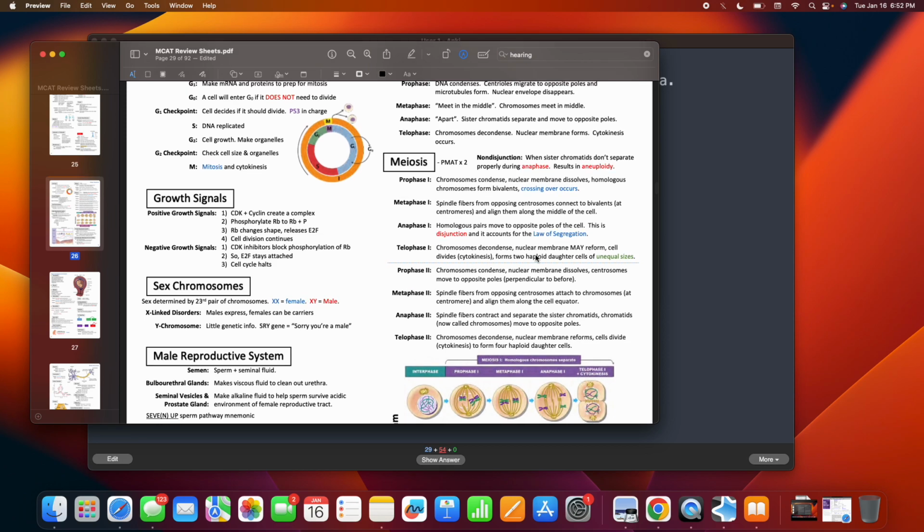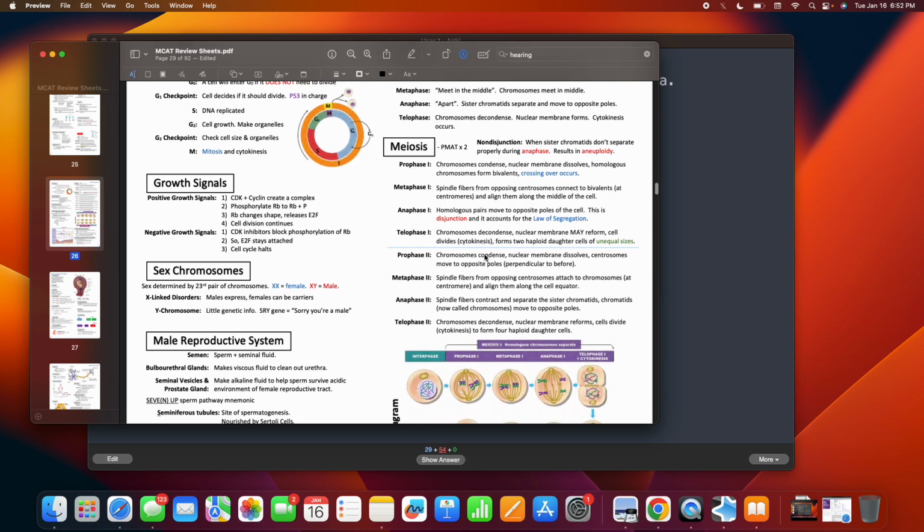So they're not diploid. Is it diploid or haploid? And then we have prophase 2, where chromosomes condense, the nuclear membrane dissolves, centrosomes move to opposite poles, and they are perpendicular to before.